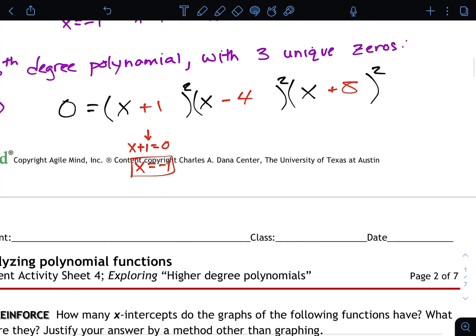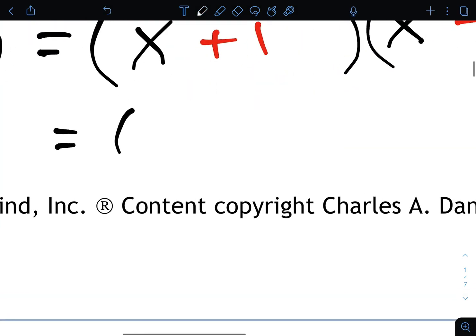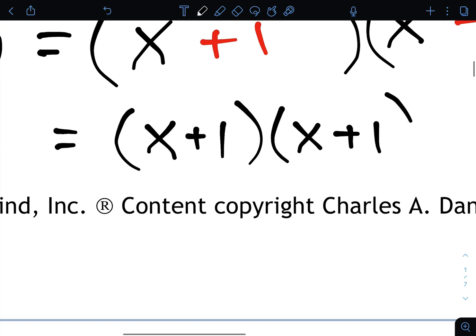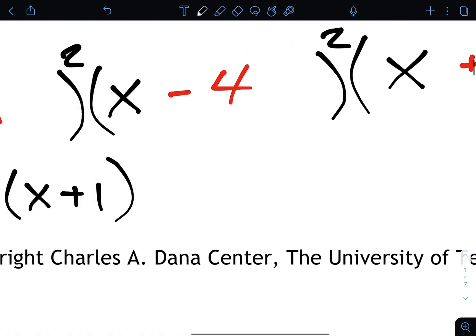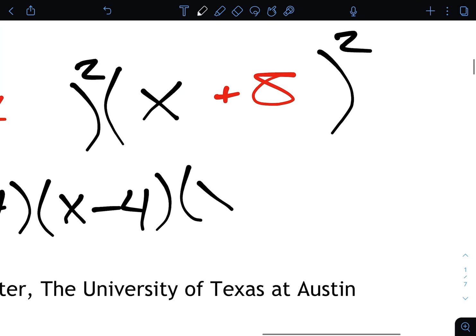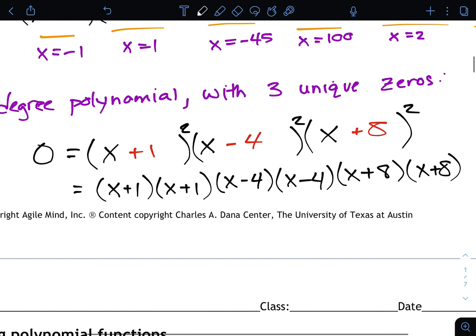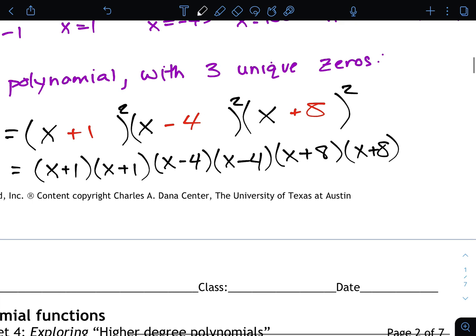So if I had written out my polynomial expanded, this is the same thing as x plus 1 times x plus 1 times x minus 4 times x minus 4 times x plus 8 times x plus 8. So writing it like this might be more helpful to you, and that's totally cool.